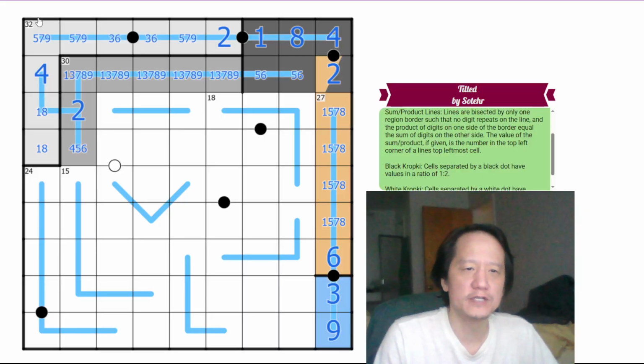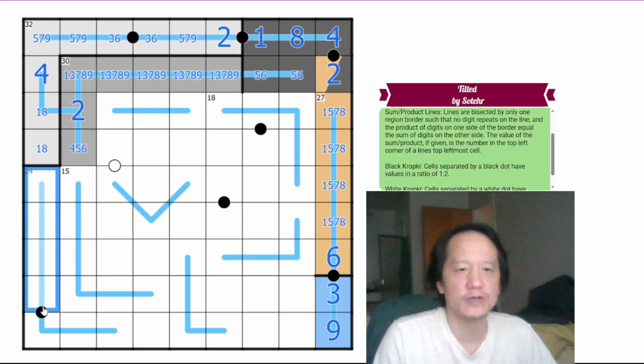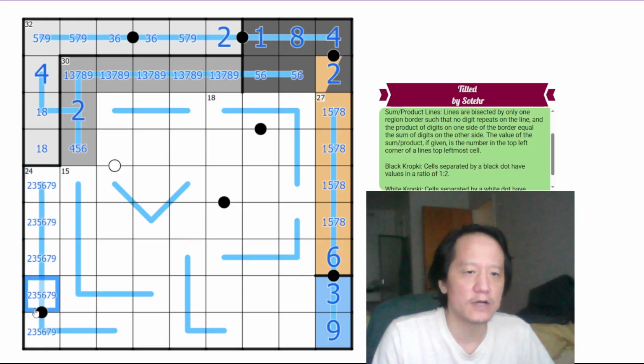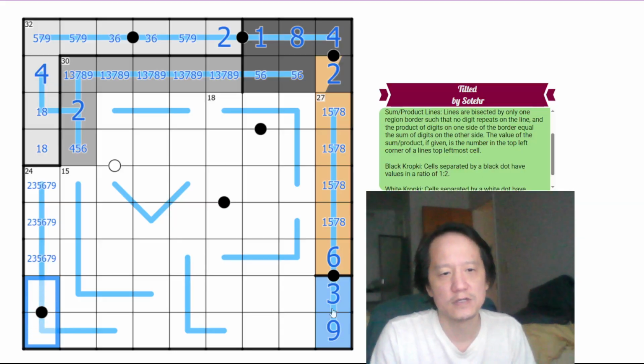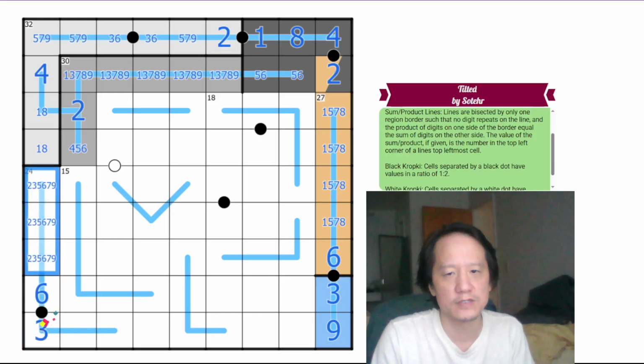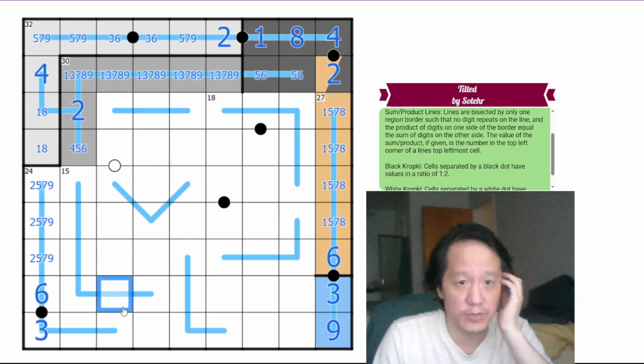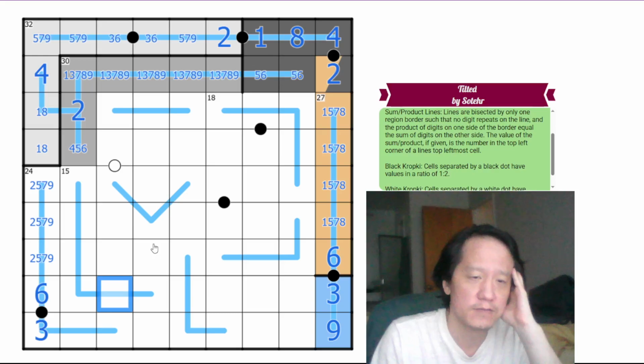Okay, remaining digits in column 1 have to be 2, 3, 6, 5, 6, 7, 9. The only digits that are in a 1 to 2 ratio of those is 3 and 6. So this can't be 3 because of the 3 in the row, so that's 6 and 3. This can't be 3 or 6 here. That's 3 in the corner. We celebrate because we're getting closer to solving it. Still not quite there, though.